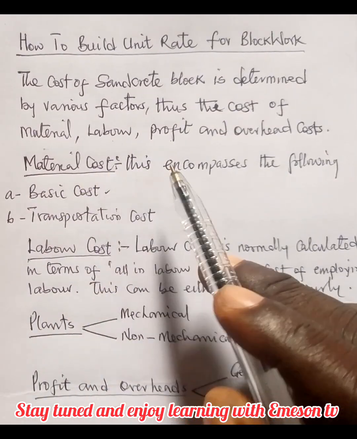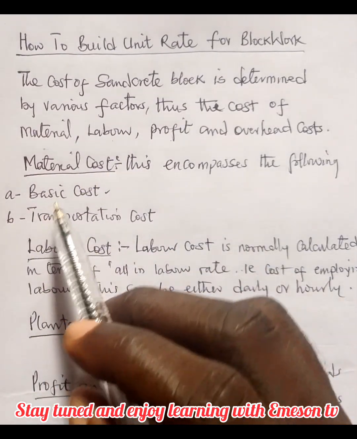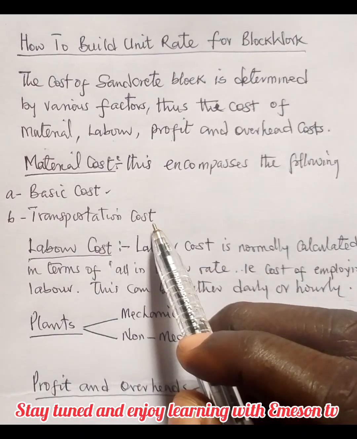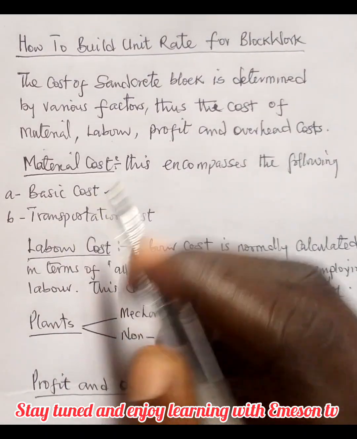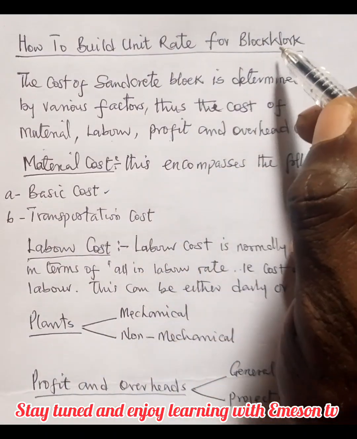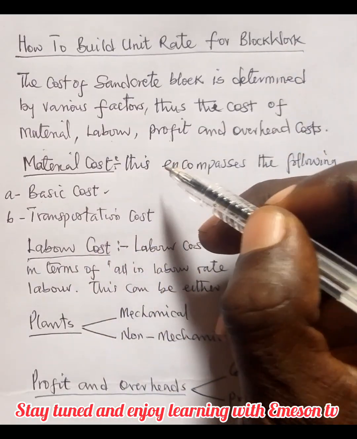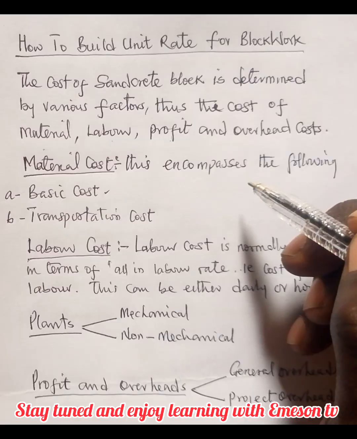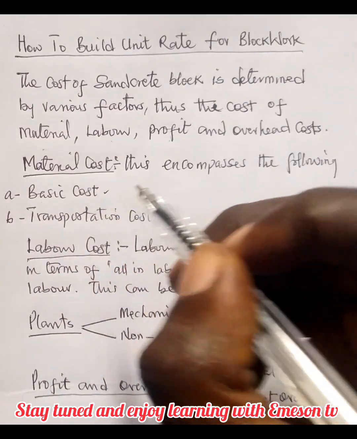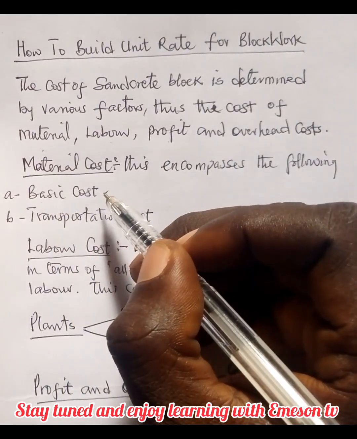Now, let's look at the material cost. This material cost will encompass the following: your basic cost and transportation cost. Your basic cost is the actual cost of the material. For example, we are building unit rate for block. The actual cost of the material, such as your sand, cement, and so on. That is the basic cost. You have to consider it.